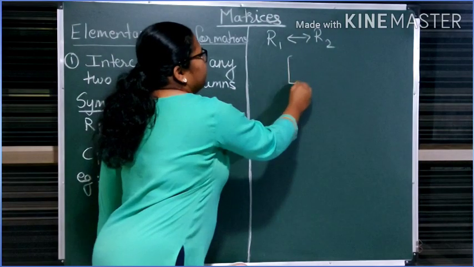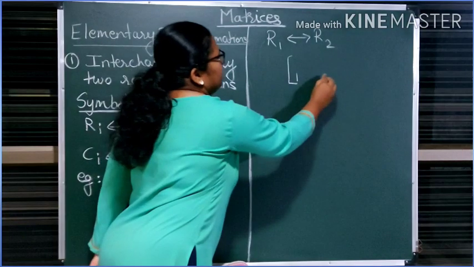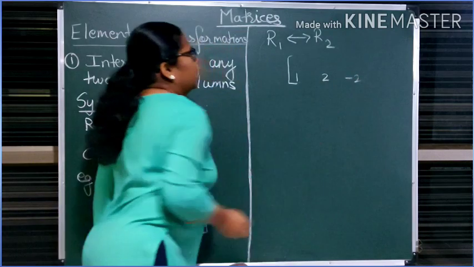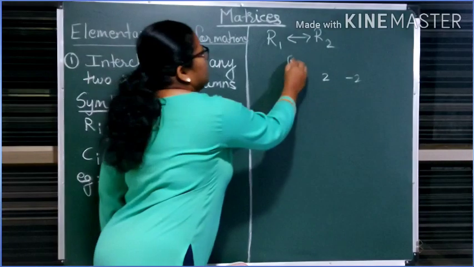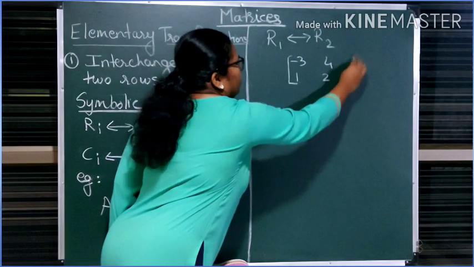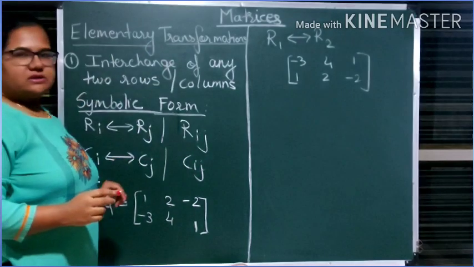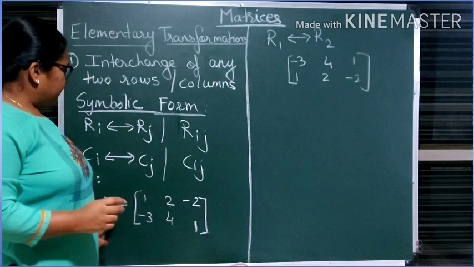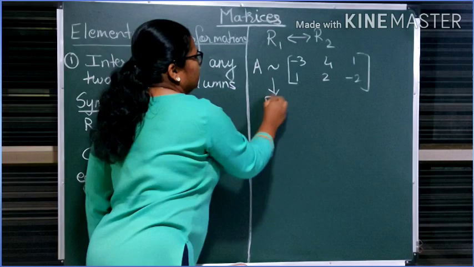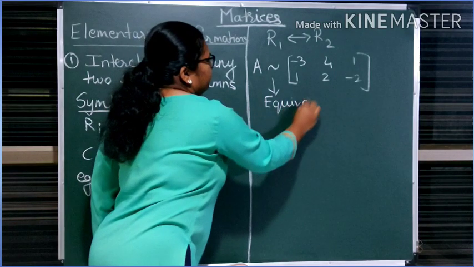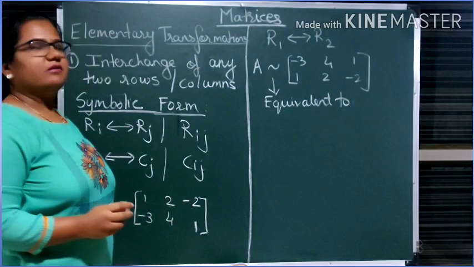So what will be our new matrix? The first row elements will become second row elements, that is 1, 2, minus 2. And the second row elements, minus 3, 4, 1, will become the first row elements. So minus 3, 4 and 1. Now you can see we have interchanged the two rows. So this matrix and this matrix are not one and the same matrix. This new matrix is called equivalent. This is the symbol, equivalent to. They are not the same, it is called equivalent to.